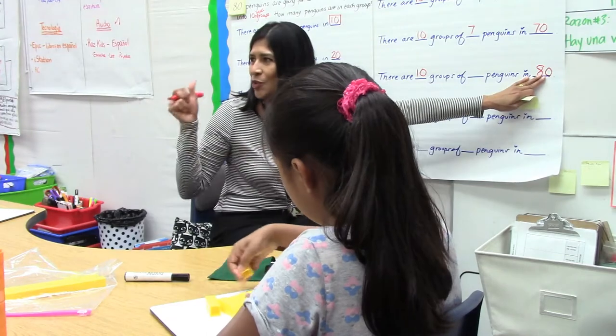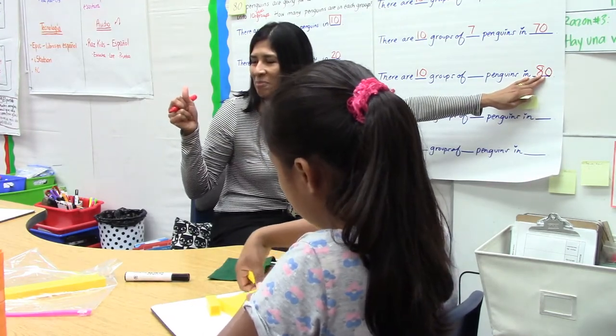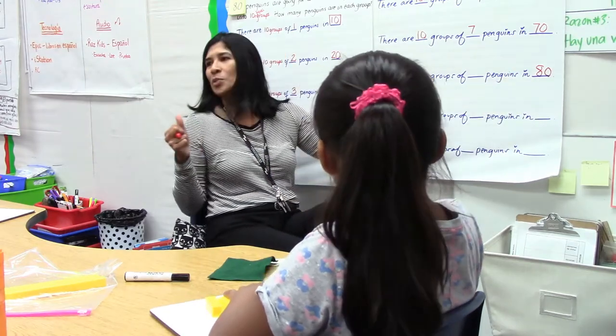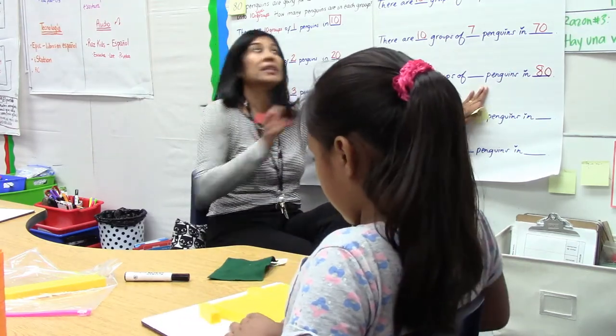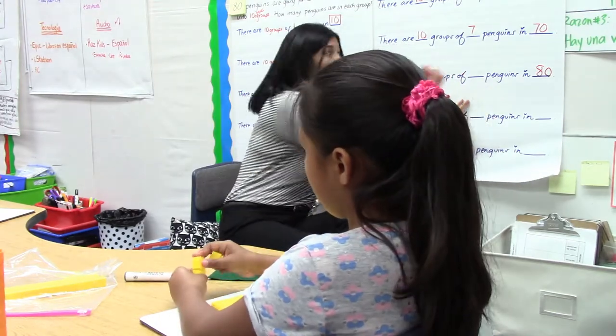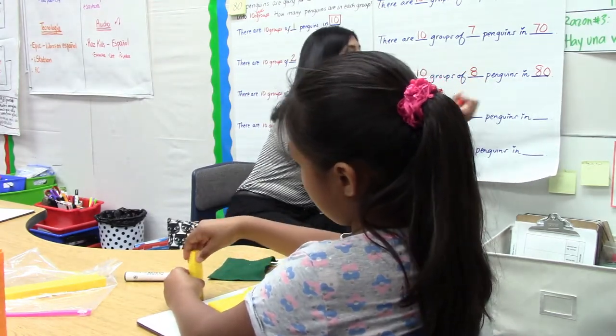What did you find? Can you show me? If you have an idea? Bernard, let me start with you. When we had 80 penguins and 10 groups, how many were in each group? Eight. Did everybody find the same thing? Do you agree with Bernard? Yes. Okay, everybody found that there's 8 penguins, okay?